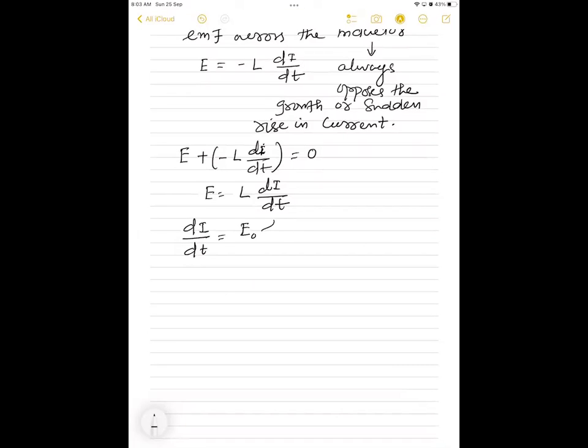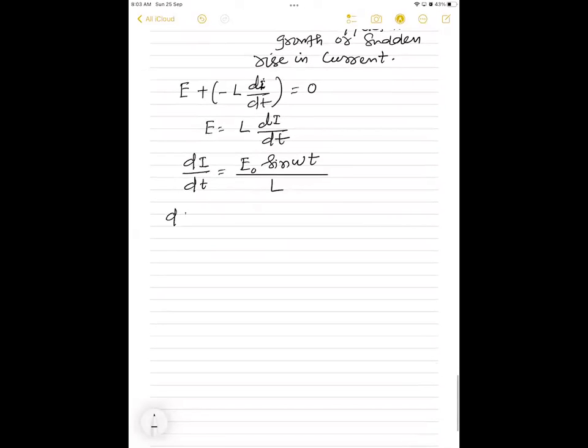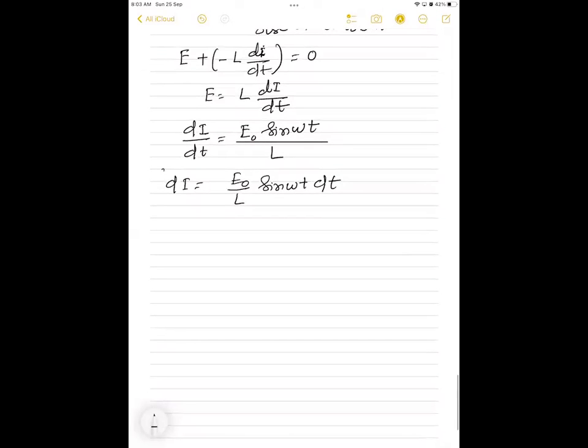E क्या है? E naught sin omega t, है ना? बाई L. अंडरस्टूड? अगर मुझे करंट निकालना है तो मैं क्या करूंगा? ऐसे लिखूंगा: di is equal to E naught by L sin omega t dt, राइट? और बोथ साइड को इंटीग्रेट कर देंगे I निकालने के लिए, राइट?